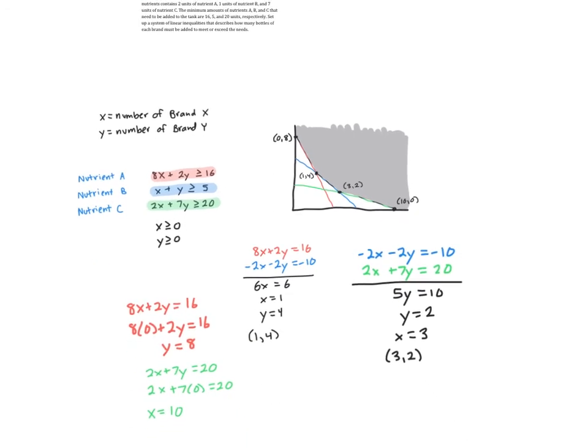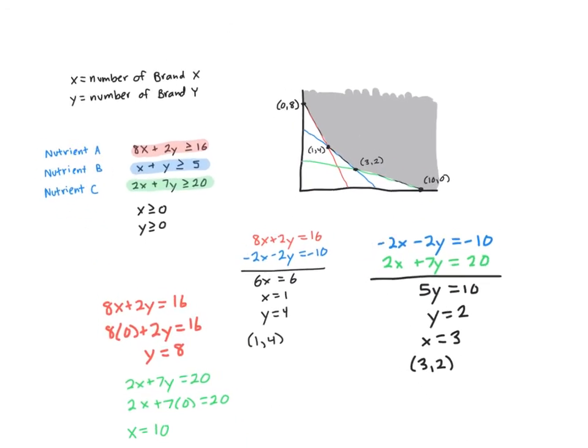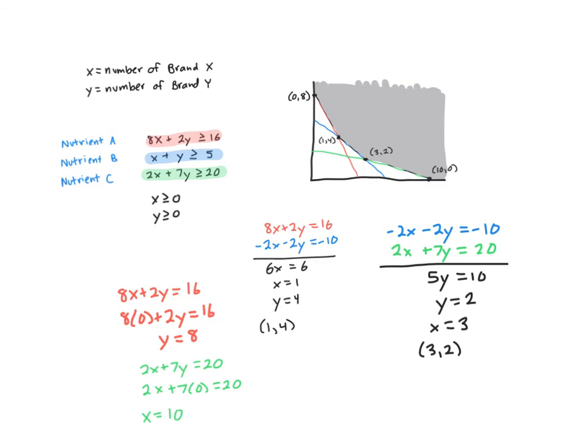All right, so here you can see that we would call X the number of brand X cups or however much of the nutrient we would use, and Y is going to be the brand Y nutrient. So there were 3 things that we had to account for: nutrient A, nutrient B, and nutrient C. So we have 8x plus 2y must be greater than or equal to 16, x plus y is greater than or equal to 5, and 2x plus 7y is greater than or equal to 20. So these were the minimum requirements. This is the amount that brand X provided, and this is the amount that brand Y provided.